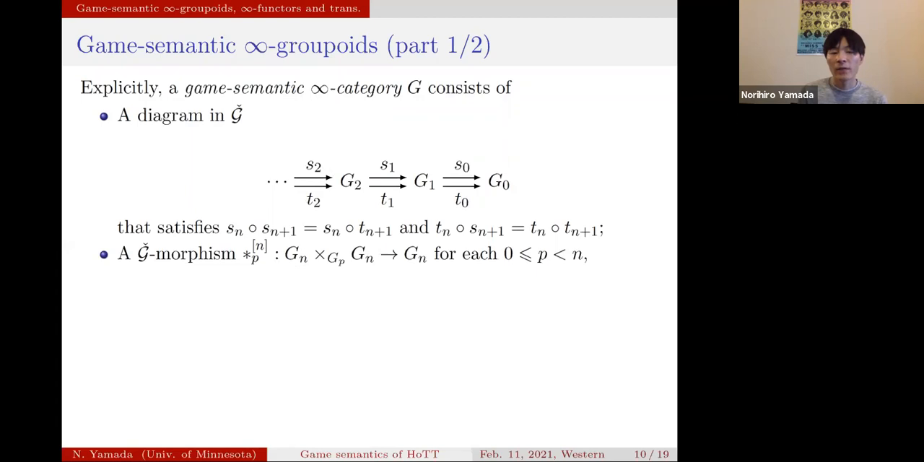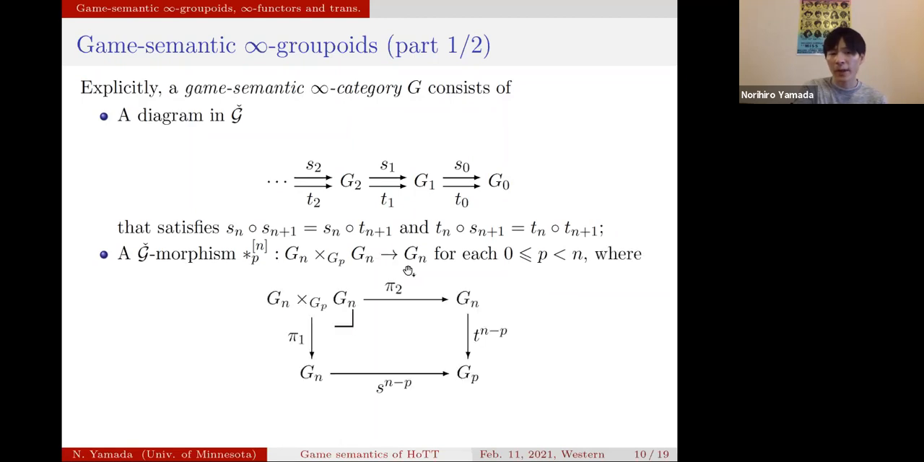And then we have a morphism in G-check that serves as a composition, where the domain is a pullback of this form. In this pullback, the first projection composed with the iterated source and the second projection composed with the iterated target coincide. This is just composability of two n-cells with respect to p-cells. In this way, this morphism represents a composition operation internally in G-check. And finally, we have another morphism in G-check, which is identity. Given an n-cell, it outputs the identity on that given n-cell.